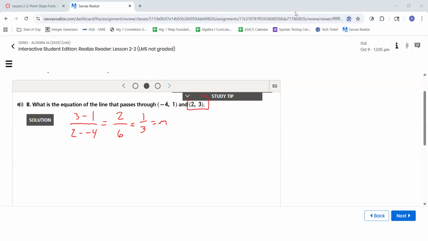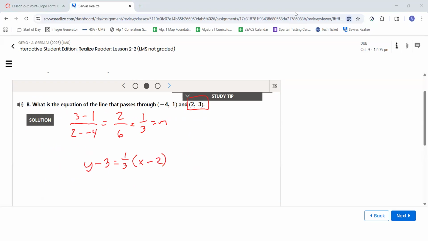Now you can take either point. I will take the positive one here, and I'll actually do both of them to show you that it doesn't matter. Okay, so I'm going to do y minus, and what's the y coordinate? It's 3, so the 3 goes next to y, equals, the slope is 1/3, we just found that, and then x minus 2. So that is the equation in point slope form.